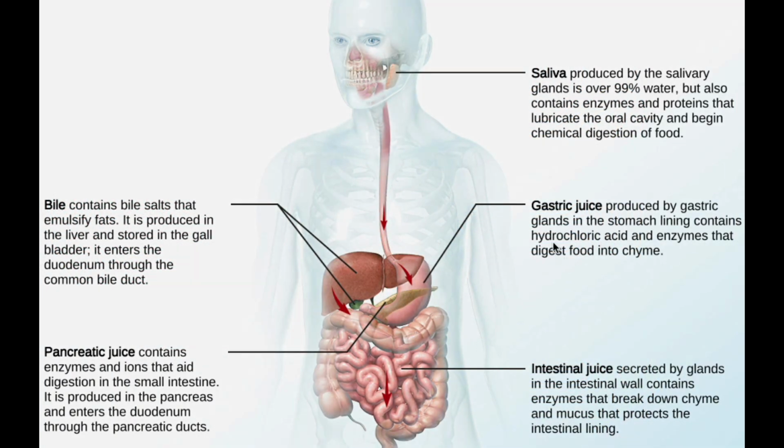And this is just an overview or a summary of the different enzymes that are produced in each of the accessory organs, which we're about to go into.